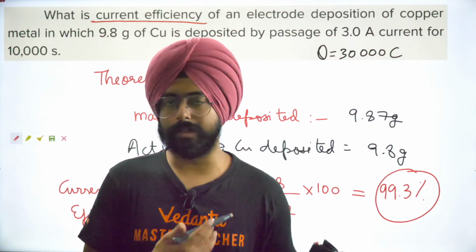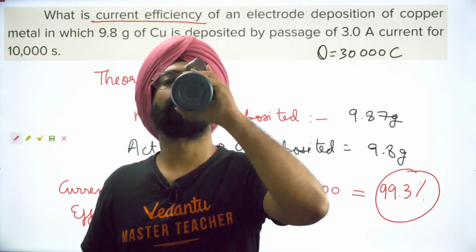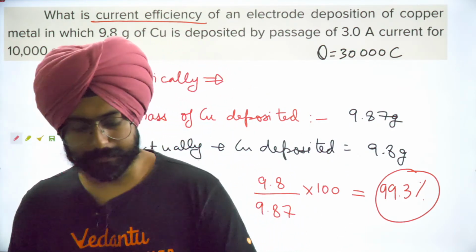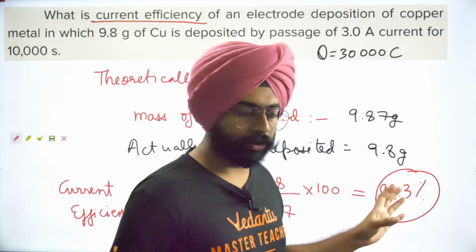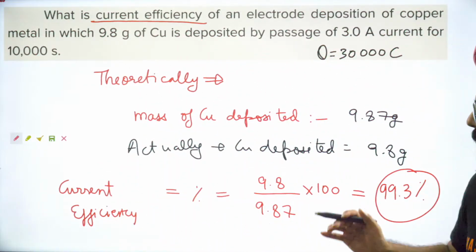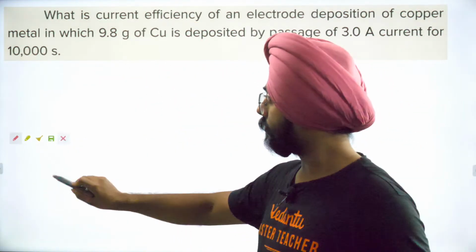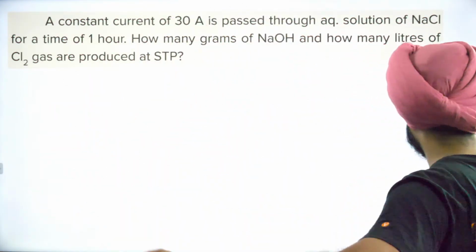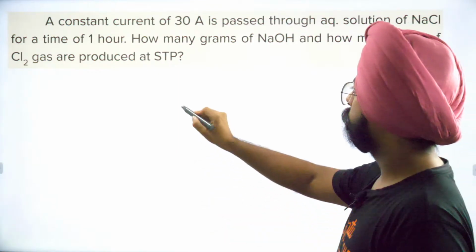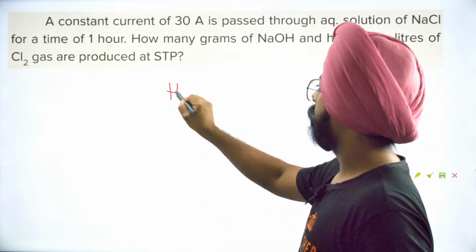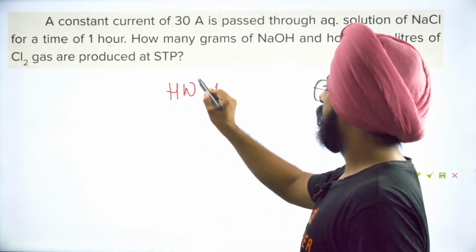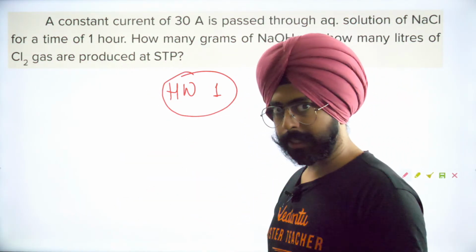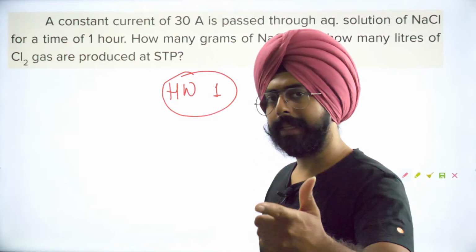99.29% is the accurate answer. 99.3 also works. Fine. This is what is current efficiency. Got it? Chalo. Now I have a question for you. This is going to be your homework question. I'm going to give you 2 homework questions today. This is the first homework question. Let's read it. I'll give you some hints, then we'll go forward.